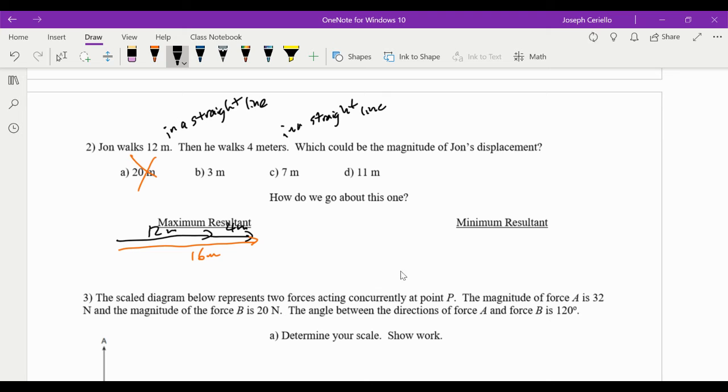What's the minimum result that John could have? Like, how close can he get back to where he starts? So let's say John walked 12 meters in one direction. And he said, okay, I want to try to get as close to where I started as possible. Well, that means he would have to walk backwards 4 meters. How far is John from where he started? Well, it looks like he's a total of 8 meters away. So there's no possible way for John to get back to 3 meters or to 7 meters. So the answer must be 11 meters.